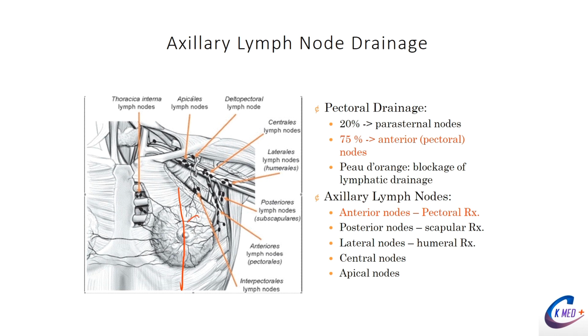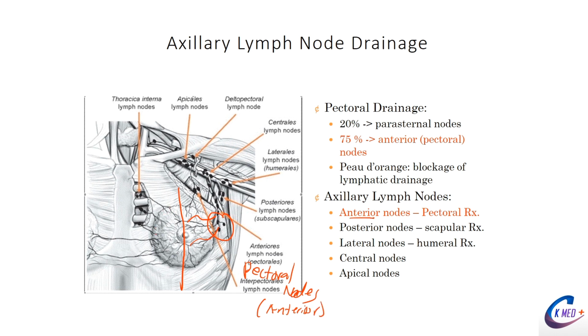Our lateral chest is going to go into our pectoral nodes. The way they also describe these is anterior nodes. And that's why I have them right here.